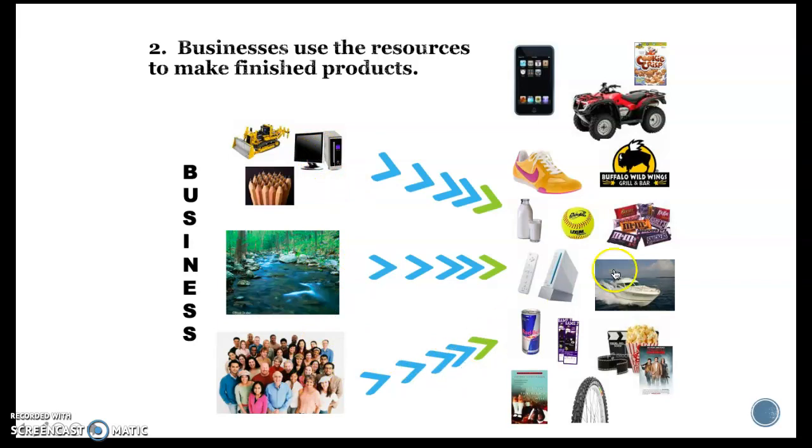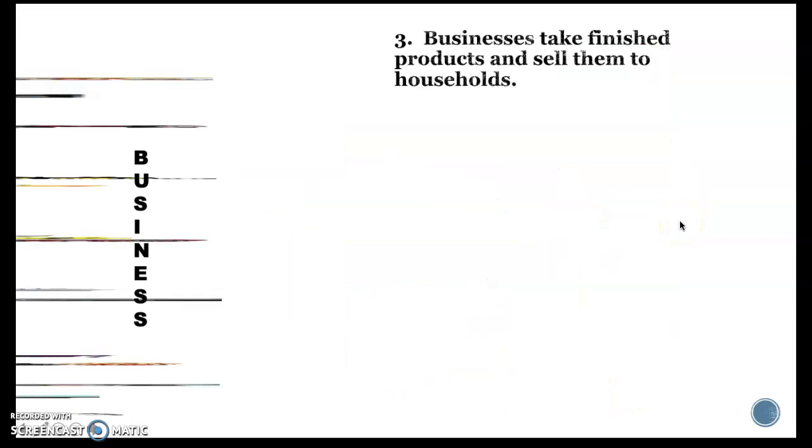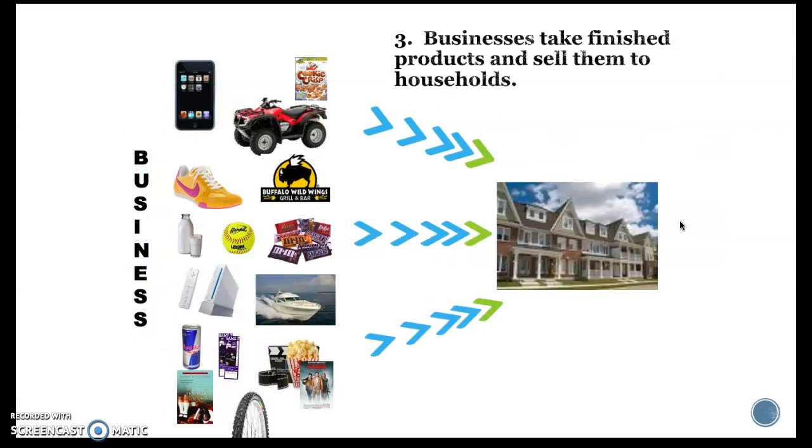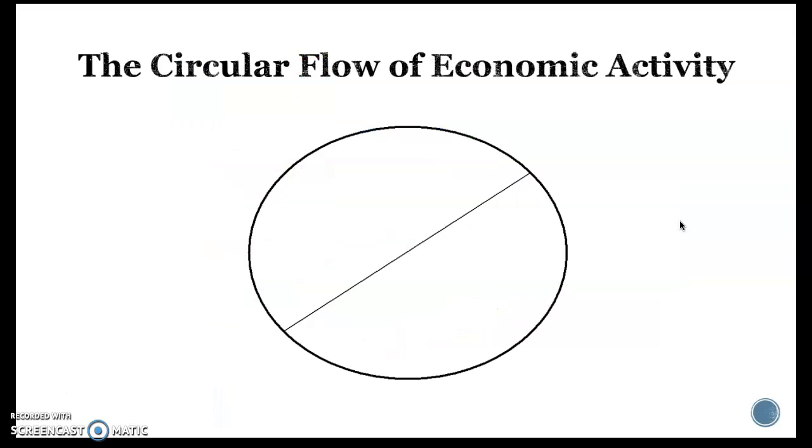Now, once businesses make these finished products, where do they go? So businesses will take these finished products and sell them to households, essentially selling them back to the same households who provided the resources needed to make the products in the first place, making the circular flow of economic activity just that, a circle or sort of a cycle, if you will, of economic activity. So we're going to look at the model now, sort of using this flow chart or diagram.